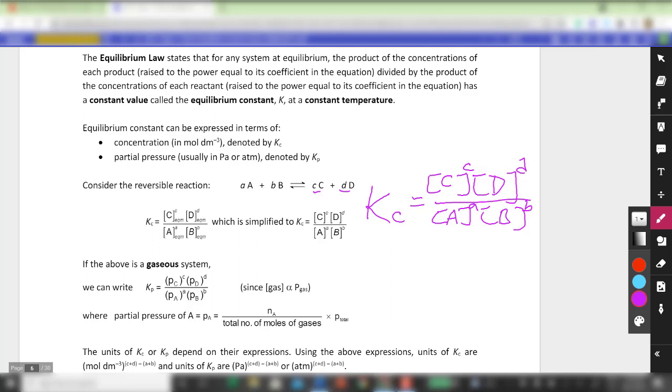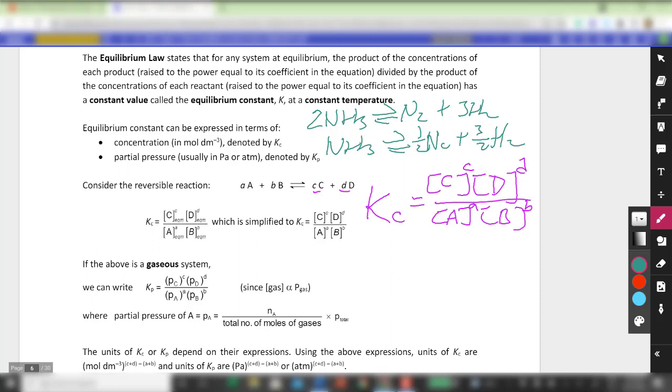Therefore, it really means that if I write my Haber process as 2NH3 decomposed to give N2 plus 3H2, the value of the equilibrium constant will be different when I divide everything by 2. Please take note of this. You might want to prove to yourself why that is the case. This is very important, so I need you to take note of it.